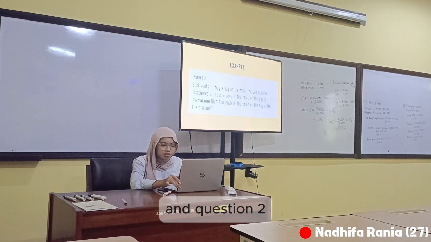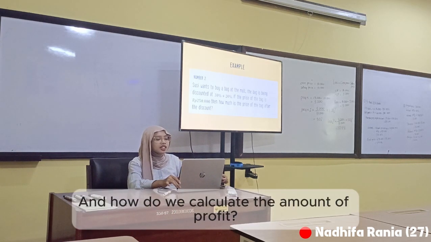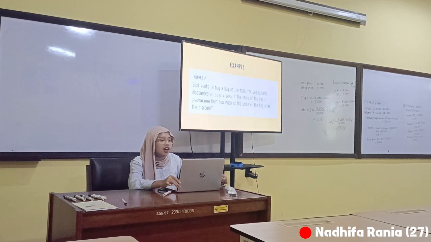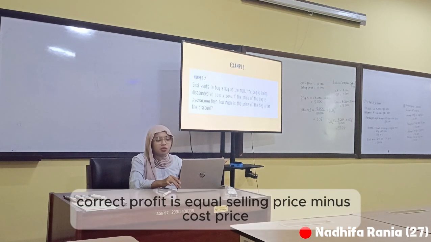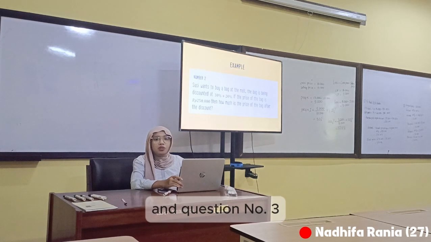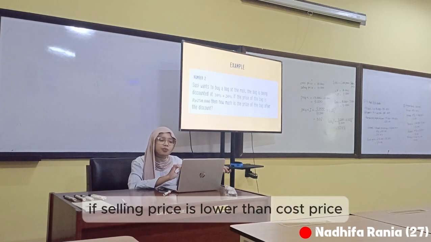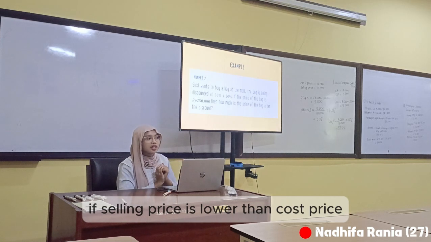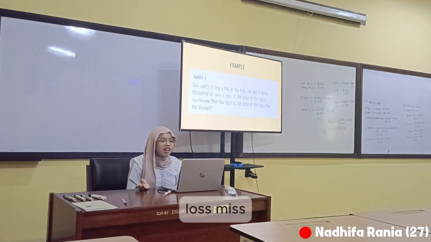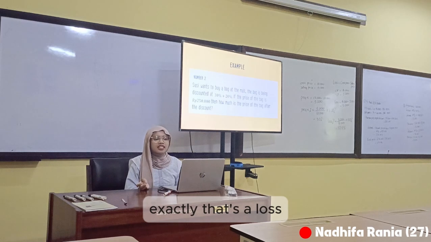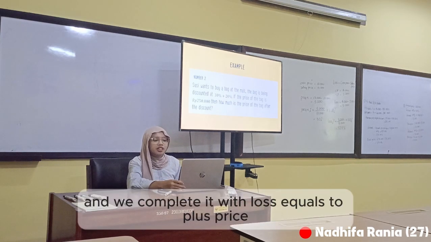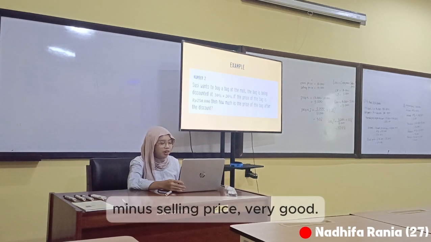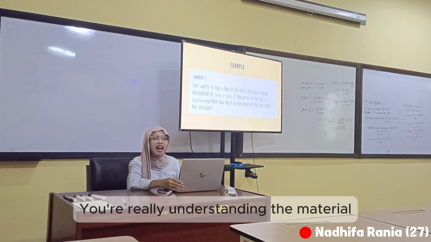And question 2. How do we calculate the amount of profit? Correct. Profit is equal to selling price minus cost price. And question number 3. If selling price is lower than cost price, what happens? Loss. Exactly, that's a loss. And we calculate loss equal to cost price minus selling price. Very good, you're really understanding the material.